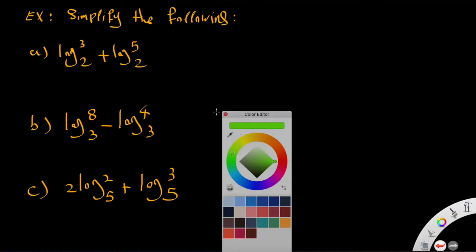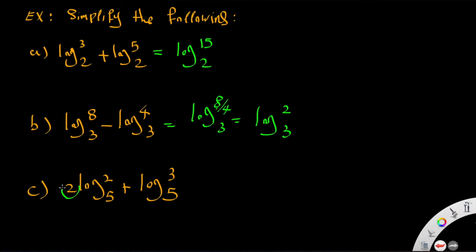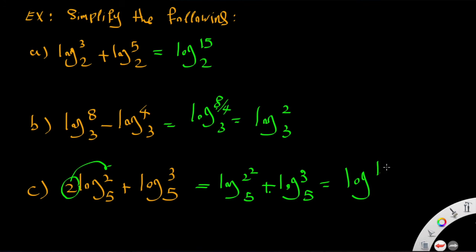Now let's do them one by one. Here it is addition of logarithms, so it will be converted to multiplication. 3 times 5, 15 to the base 2. Here the subtraction is converted to division. It would be log of 8 over 4 or 2 to the base 3. Here I first put it in the power. It would be log of 2 to the power of 2 to the base 5 plus log of 3 to the base 5. 2 to the power of 2 is 4, and the addition is converted to multiplication. It would be 4 times 3, which is log of 12 to the base 5.